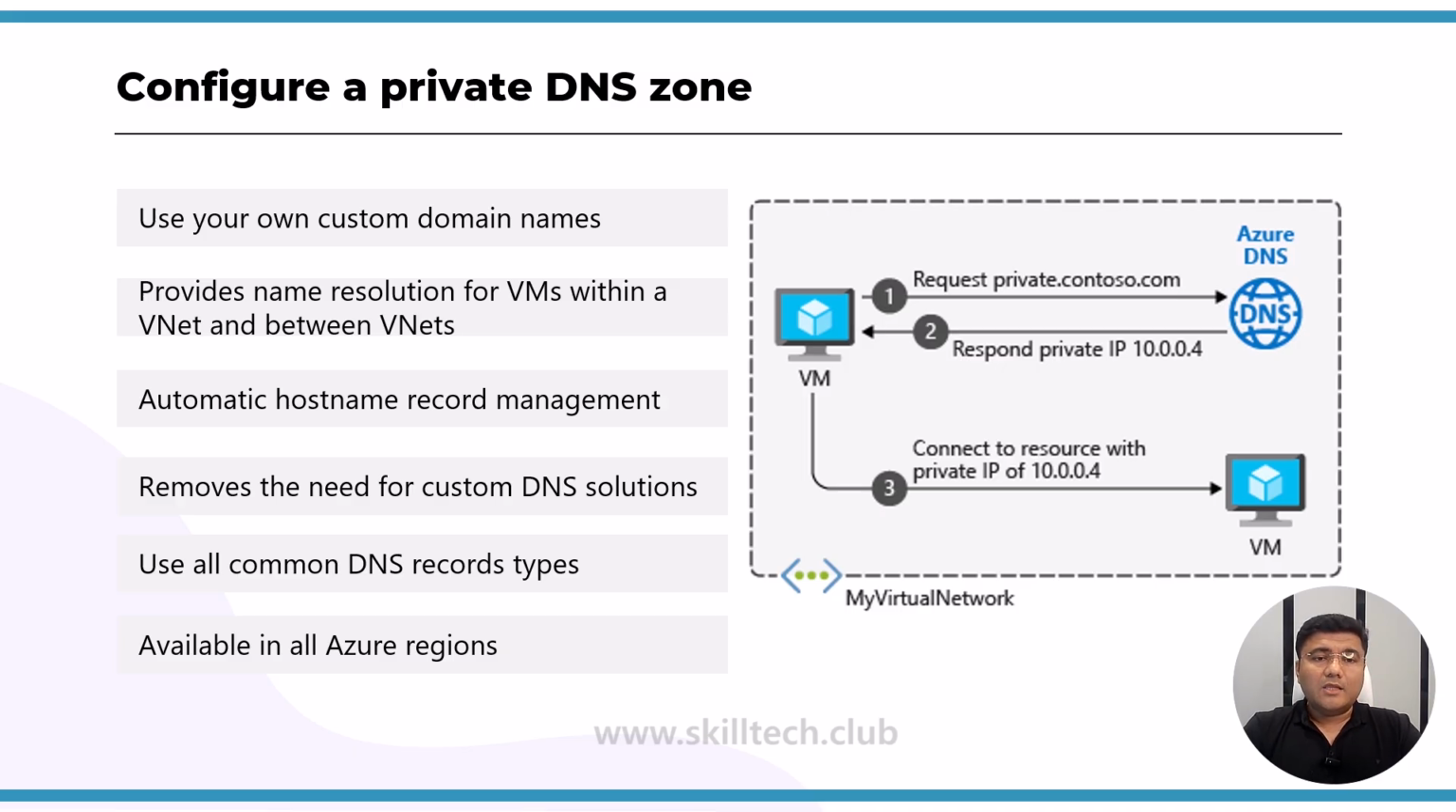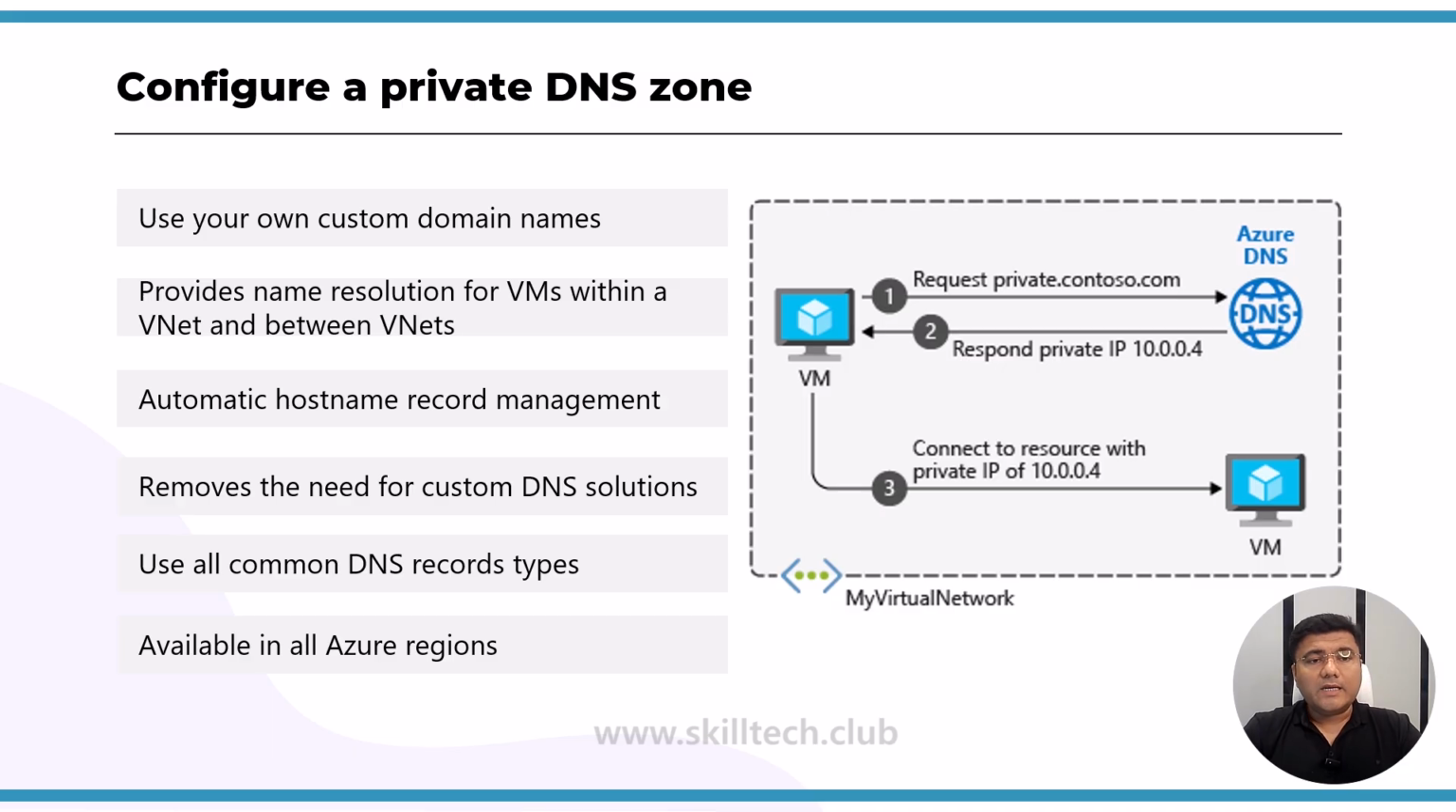In order to do that, you can see right now it's showing you a 3-step process. You have a virtual network called My Virtual Network, inside which you have virtual machines. The first option is using Azure DNS, where you are requesting a private contoso.com kind of DNS. Now, when you're doing this, the virtual machine is going to check for that. Because it's a private DNS zone, it's going to respond with the private IP address range. It's going to provide name resolution for the virtual machines within that virtual network and between virtual networks actually.